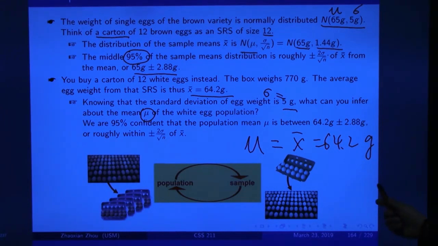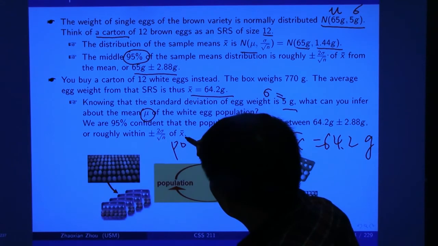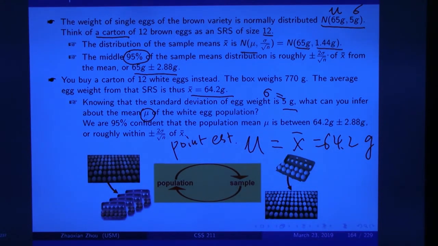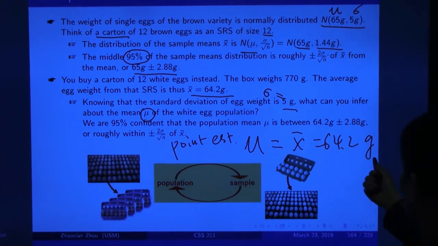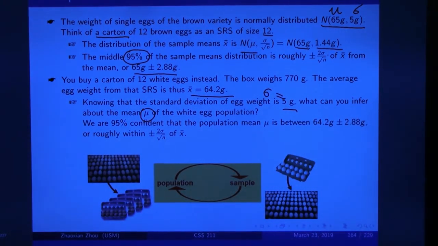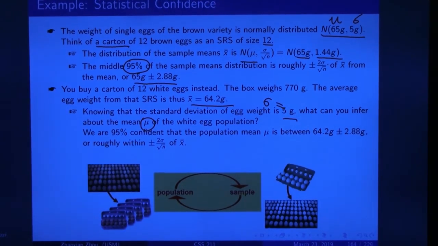So that is called point estimate. That's the first one. But we don't use this method in this class. In this class, we are going to use confidence intervals. So we need to give it an interval.